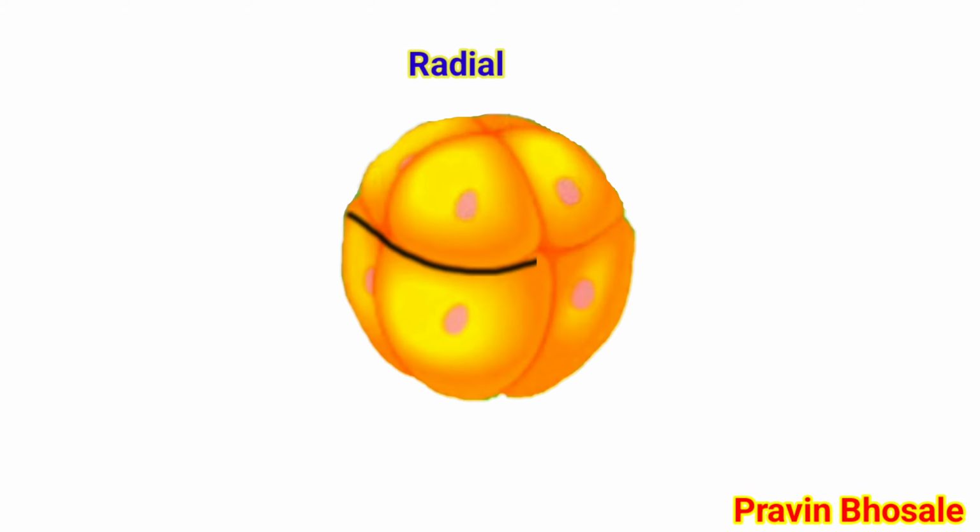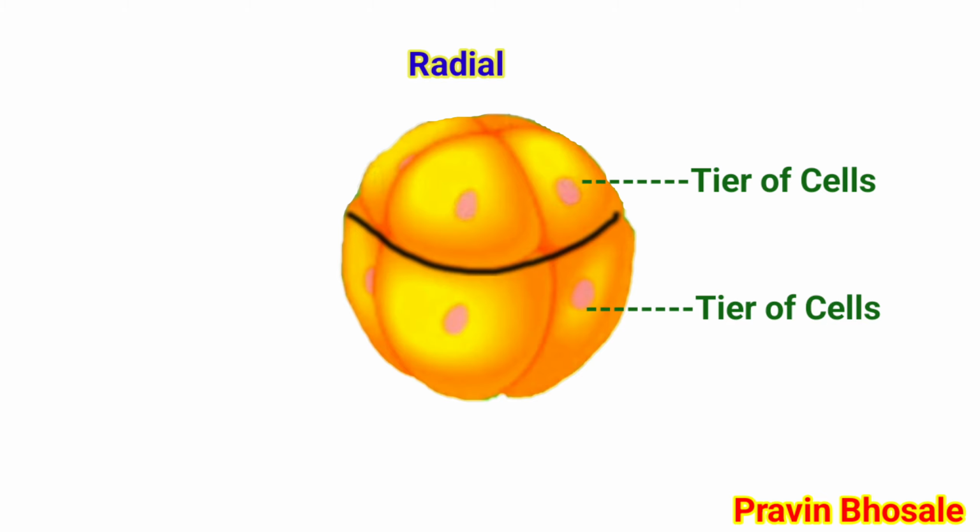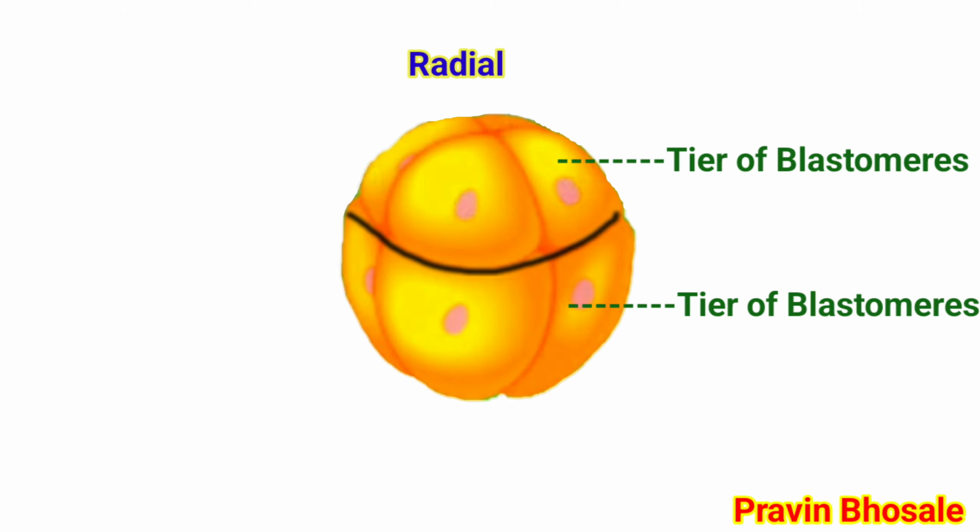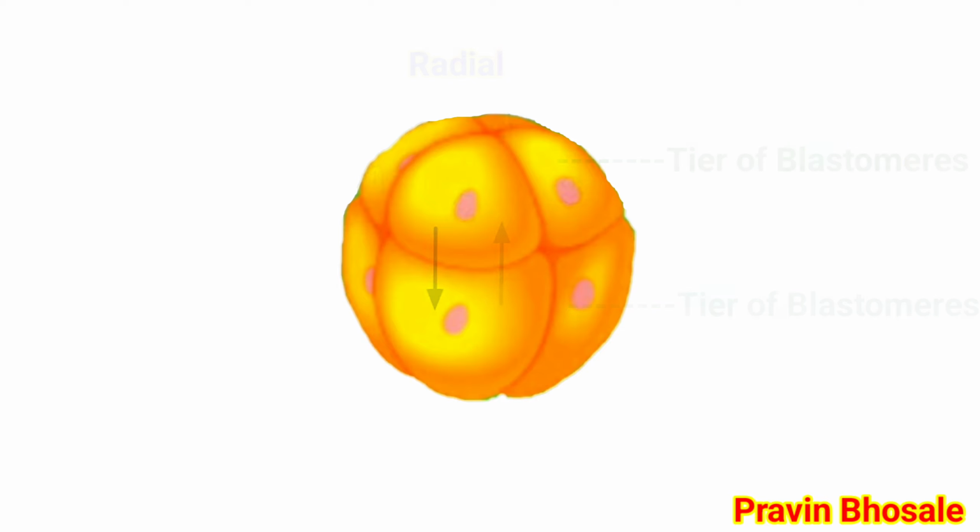Let's see what is radial. It is a pattern of embryonic development in which the cell divides symmetrically along planes that are either parallel or perpendicular to the central axis. This arrangement results in tiers of cells or blastomeres that are stacked directly on top of one another. So either they are above or below.